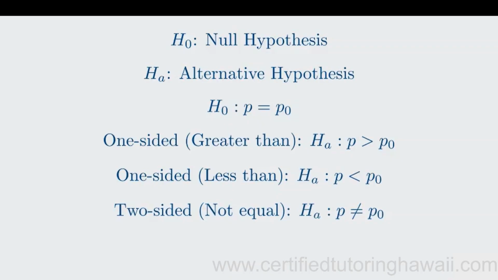Remember, hypotheses are always about the population parameter p, never the sample proportion p-hat. We already know what p-hat is from our data. The mystery we are trying to solve is the value of p.